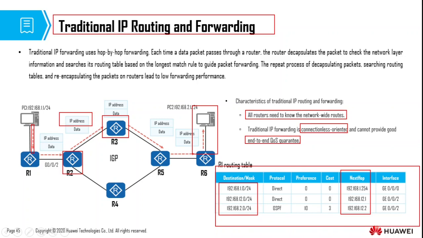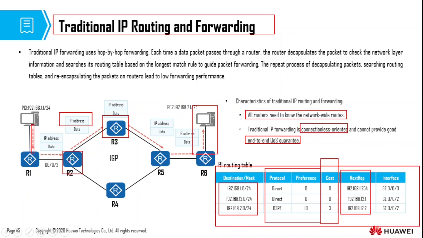You cannot specify that because every router will independently calculate how to forward the packet to the next hop, depending on, for example, the longest match, the protocol, the preference, and also the cost. So every router does its own calculation of how to forward the packet to the next hop towards the destination. So that's why you call it connectionless.